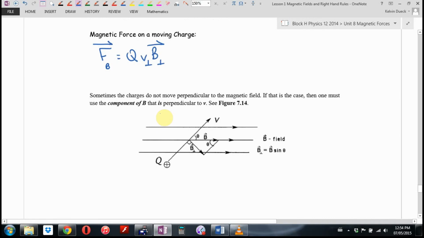Sometimes the charges don't move perpendicular. If that's the case, you've got to use the component. In fact, you'll often see it written this way: Q V B sine theta. We're not going to deal with that. I showed it to you, but we're not going to deal with that this year.